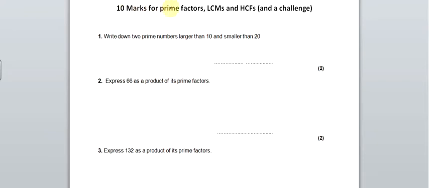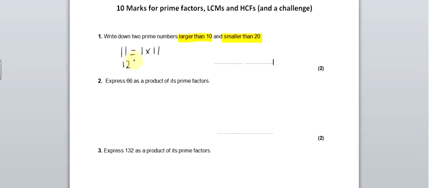So prime factors, well, we can start off by writing down two prime numbers larger than 10 and smaller than 20. And it's important you know your prime numbers, and you won't be able to look on my classroom wall because you're on holiday. So we're looking for prime numbers. So the next number after 10 is 11. That's a prime number. Why? Well, there's only one way to make it: 1 times 11.